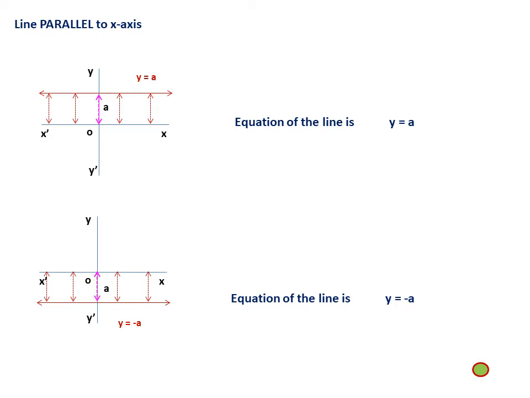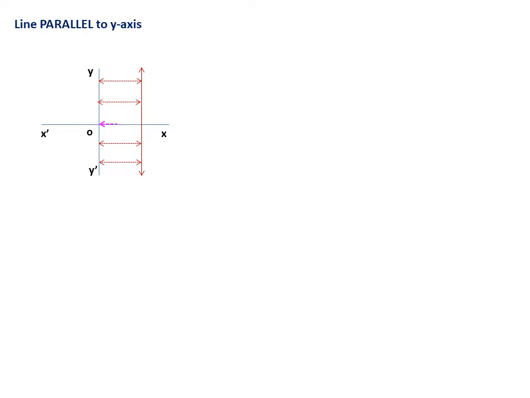Now once you understand this concept, the second one I need not explain much. Look at the second one, a line parallel to y-axis. Same thing. The distance between the y-axis and the line is always same. Definition of parallel line. So this is A. So here also on the line the value of x remains same. Only y value changes. Therefore we take equation of the line as x equal to A if it is positive.